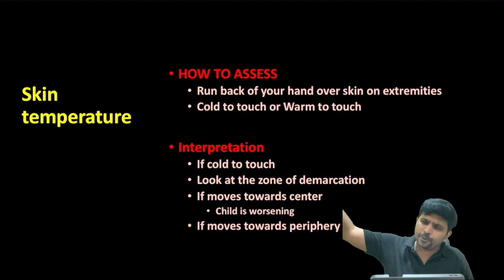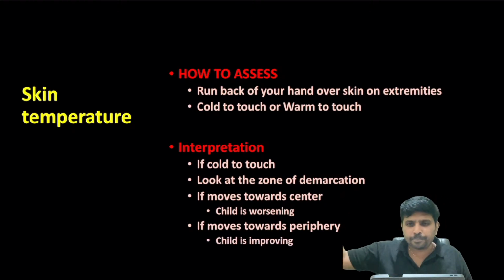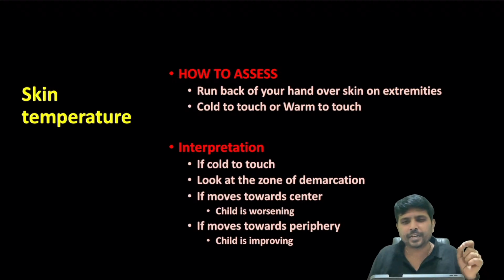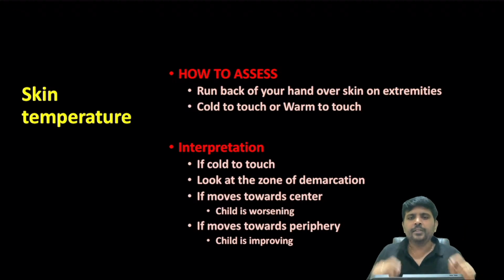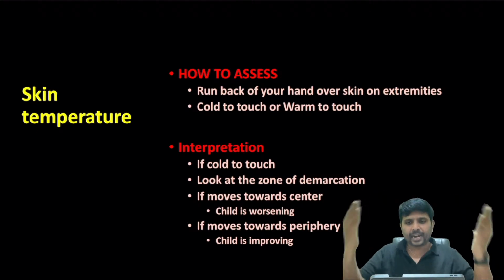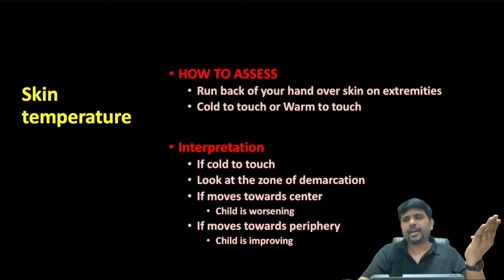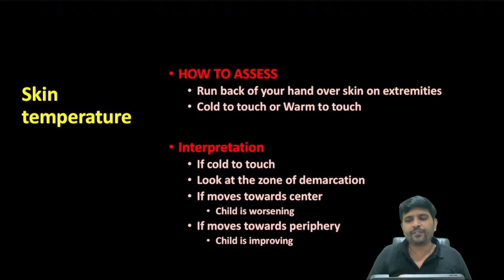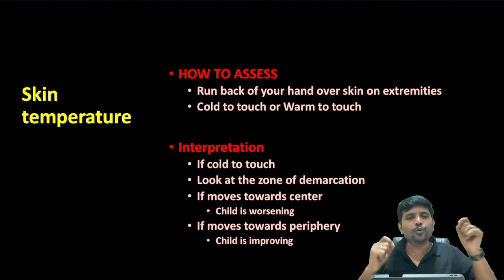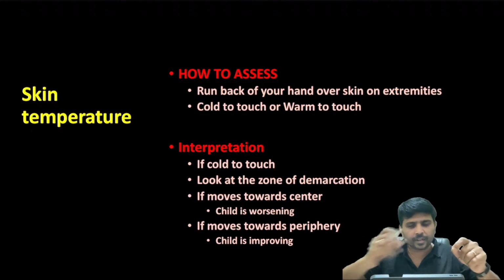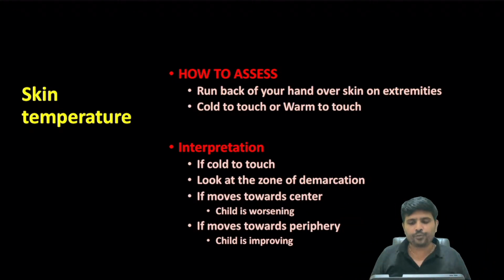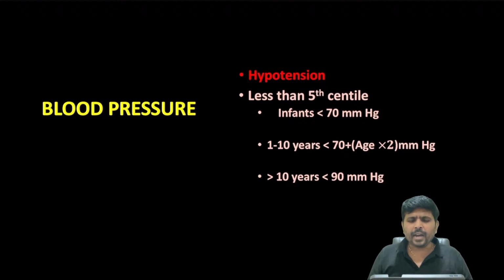Whereas if even up to the great toe the peripheries are warm, then the child is said to be improving. This is how you need to assess the skin temperature with both your hands. Just roll the hand over the dorsum of the child's foot and you can identify where the demarcation line is. The more proximal the demarcation, the poorer the prognosis, or the child is ill. Distal means the child is improving. And finally, this is a rule of thumb.